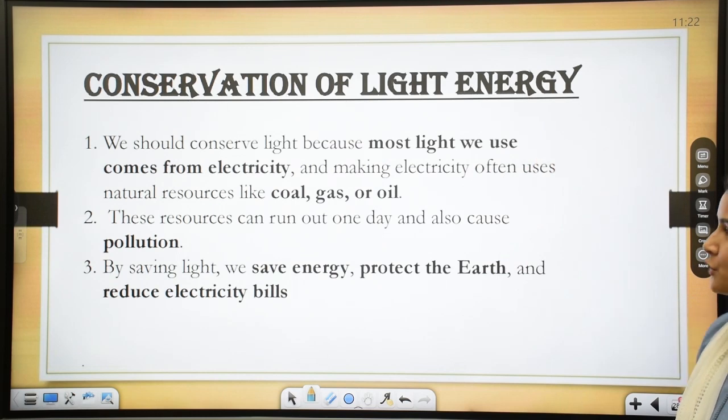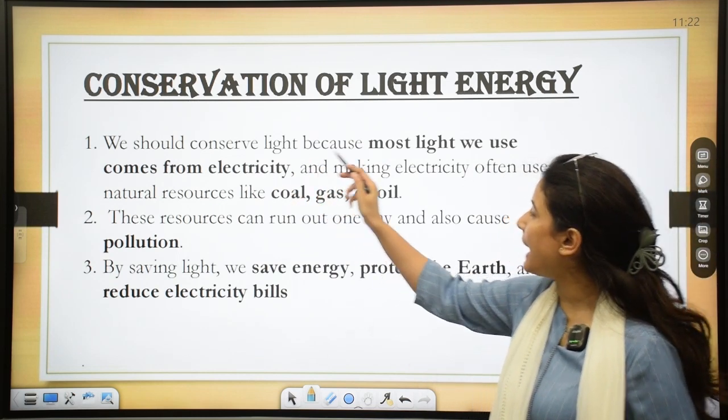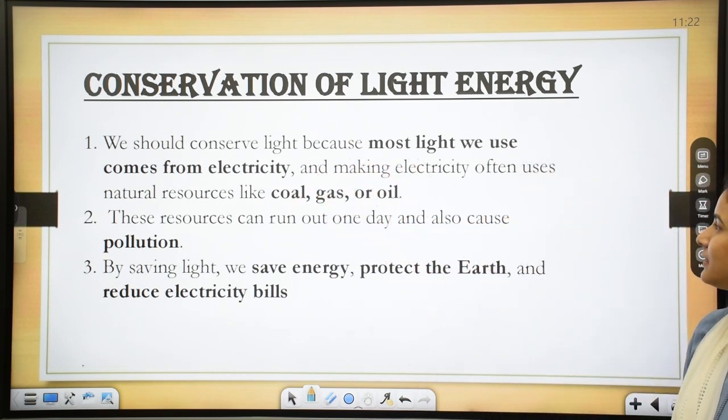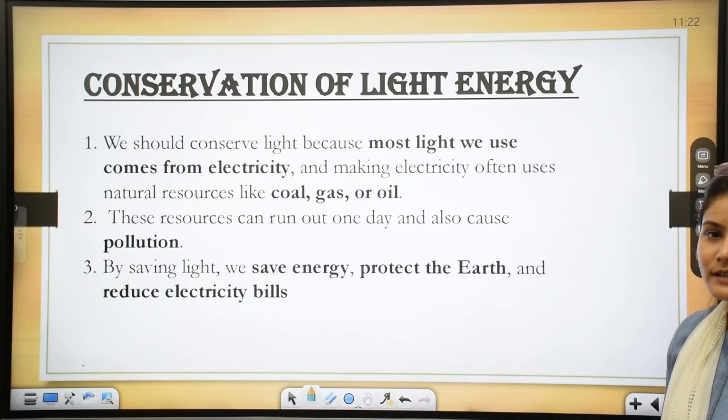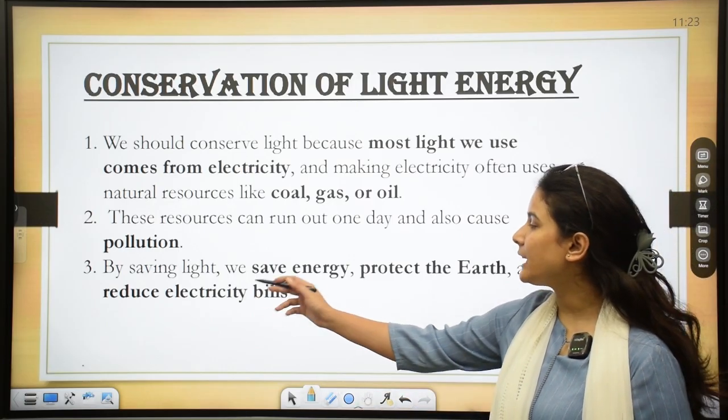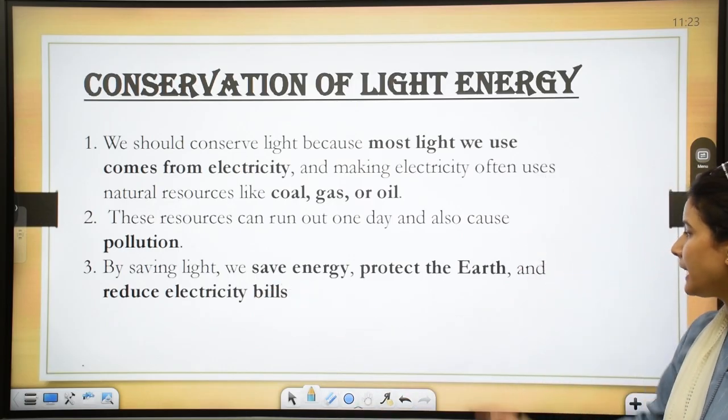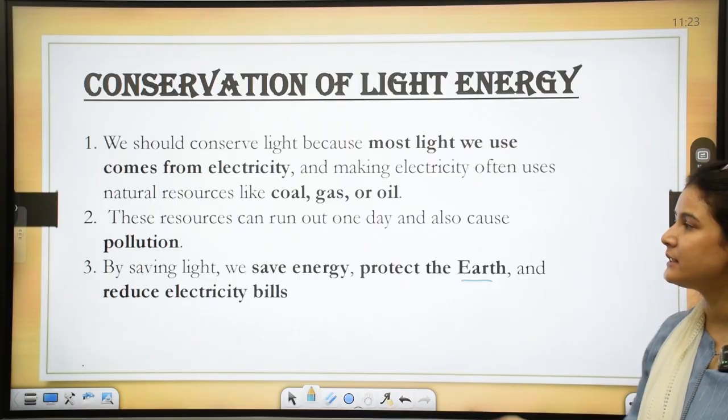Conservation of light energy. We should conserve light energy because most things we use come from electricity, and making electricity often uses natural sources like coal, gas or oil. These resources can run out one day and also cause pollution. By saving light energy, we save energy, protect the earth and reduce electricity bills.